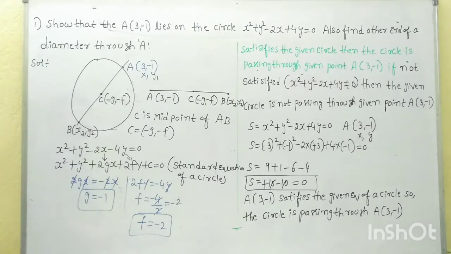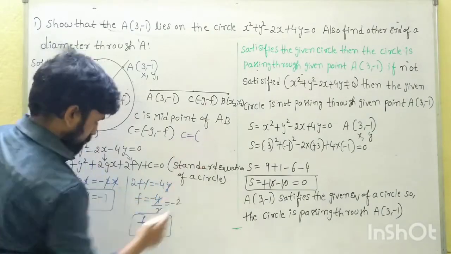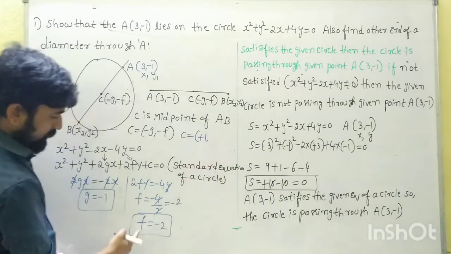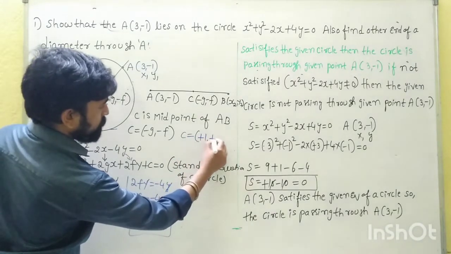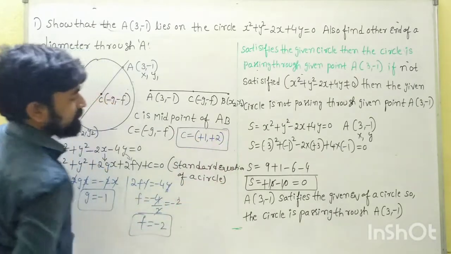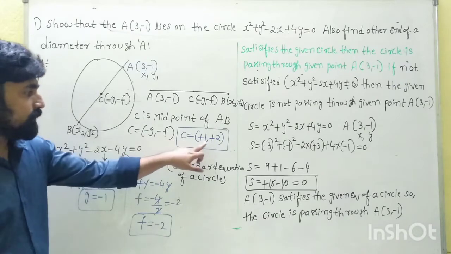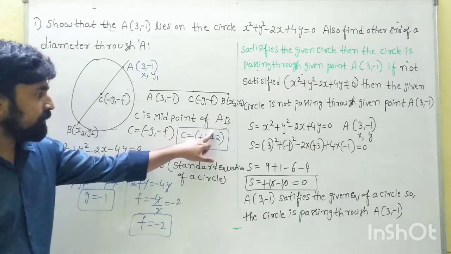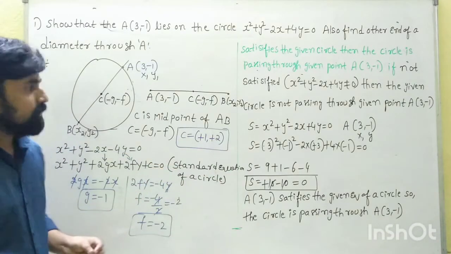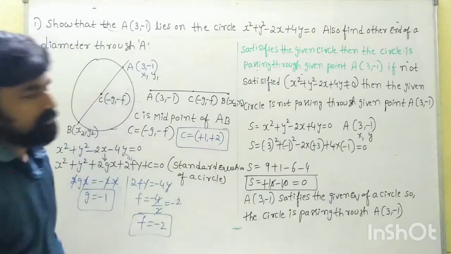Is it clear? Now we want C. So C equals how much? C equals (-g, -f). Minus of minus 1 is plus 1, and minus of minus 2 is plus 2. Then the value of C equals (1, 2). This is C, (1, 2). Now we got the C value.